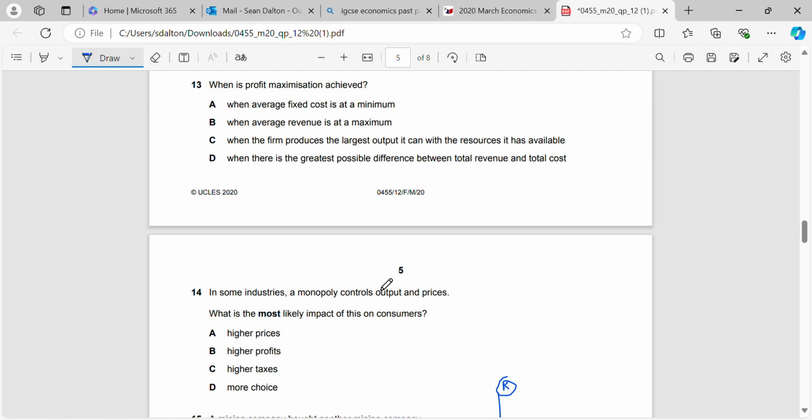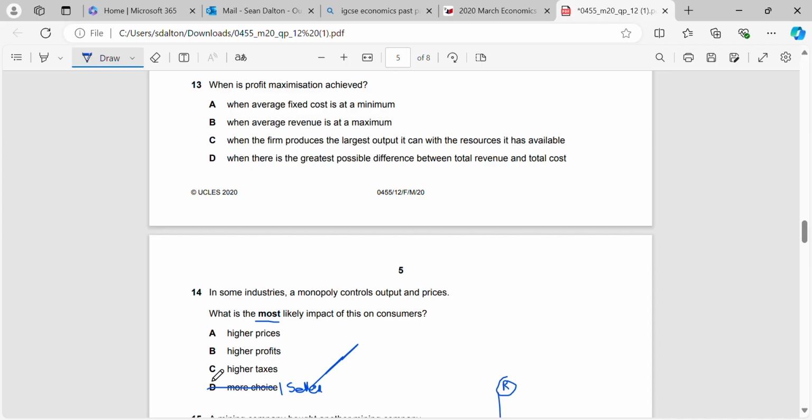Okay, question 14. In some industries, a monopoly controls output and prices. What is the most likely effect of this on consumers? So this is very easy. A monopoly definitely does not result in more choice. Why? Because there's only one seller in the market. So one seller is definitely not going to give us more choice than if we had a competitive market, for example.